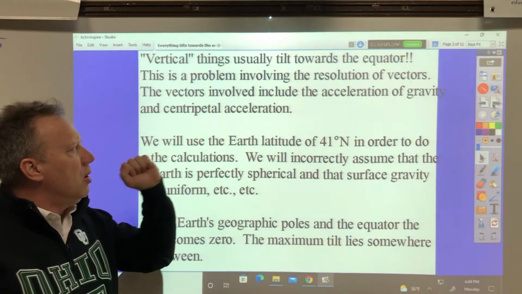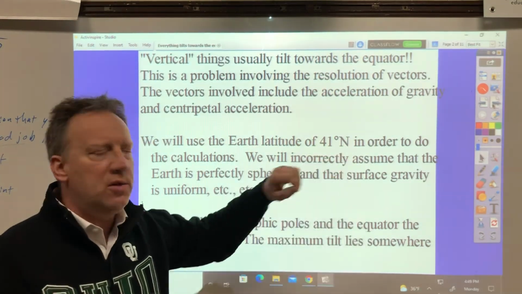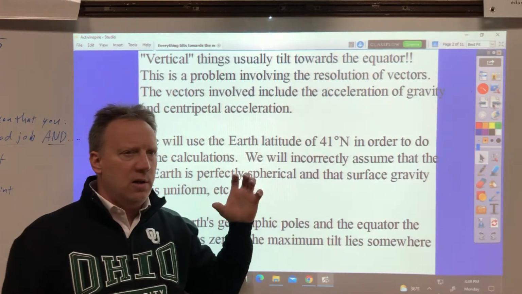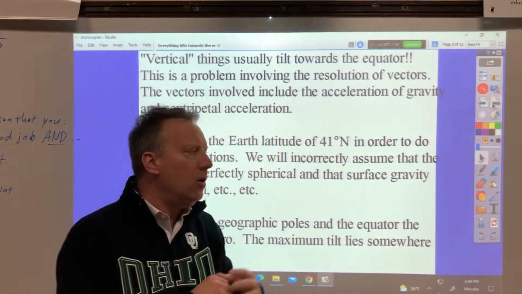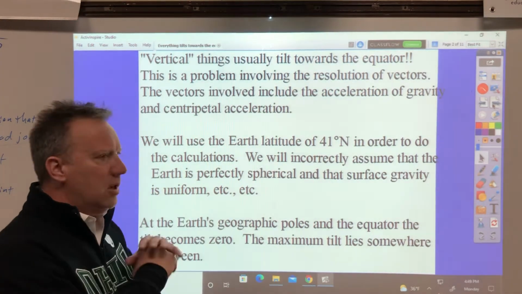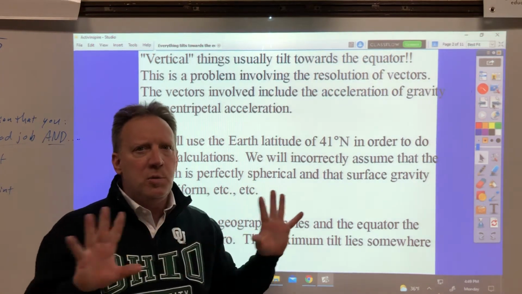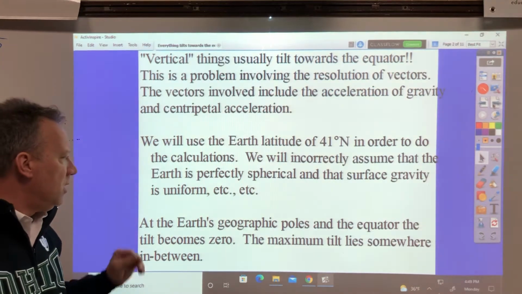We're going to use the Earth's latitude of 41 degrees north, and we're just a few miles south of that, to do the calculations. We're going to make some incorrect assumptions that make this a little simpler. We're going to say the Earth's perfectly spherical. We're going to say the surface gravity is absolutely uniform. It's 9.81000 meters per second squared everywhere. That'll just make it a little easier for us.